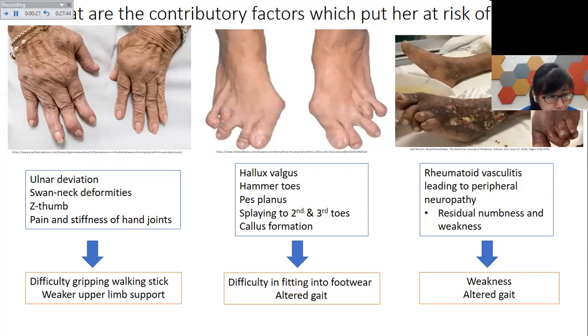She has also joint deformities in her feet, such as hallux valgus, hammer toes, pes planus, splaying of the second and the third toes. There's also callus formation on her soles. These cause her to have difficulty fitting into footwear and therefore causes altered gait. Her previous rheumatoid vasculitis causing peripheral neuropathy has resulted in residual numbness and weakness. These also cause her to have an altered gait.